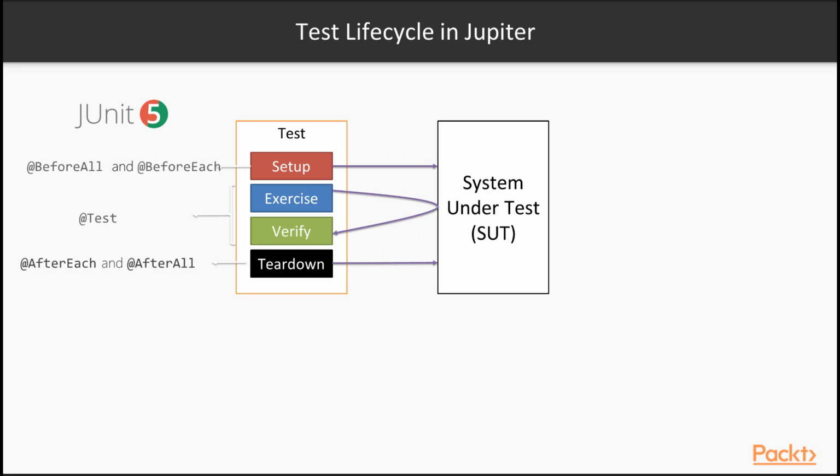Now, let's go back to the generic structure for tests we saw at the beginning of this video. Now, we are able to map the following Jupiter annotations with the different parts of the test case. Therefore, we carry out the setup stage by annotating methods with @BeforeAll and @BeforeEach. Then, we code test cases in methods annotated with @Test. And finally, we carry out the teardown processes in the methods with @AfterEach and @AfterAll annotations.